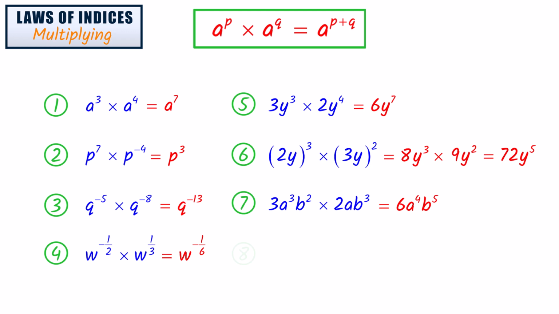And finally, number 8. Let's multiply together 2p to the power of minus 3 times q to the power of 4 times 5 times p to the power of minus 7 times q to the minus 2. First multiply the 2 and 5 to give 10, then multiply the p's to give p to the power of minus 10, and the q's to give q squared. So we have 10 times p to the minus 10 times q squared.